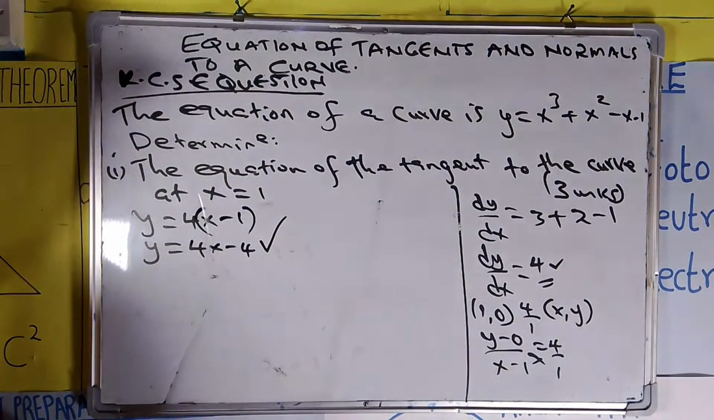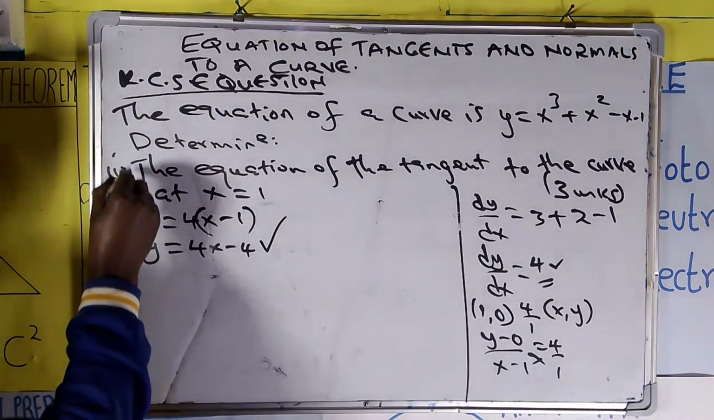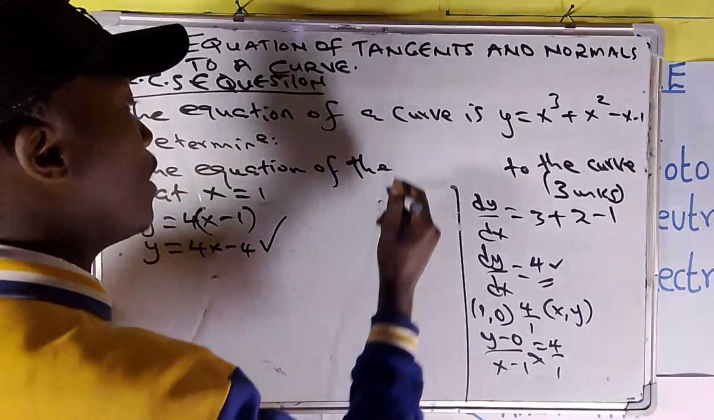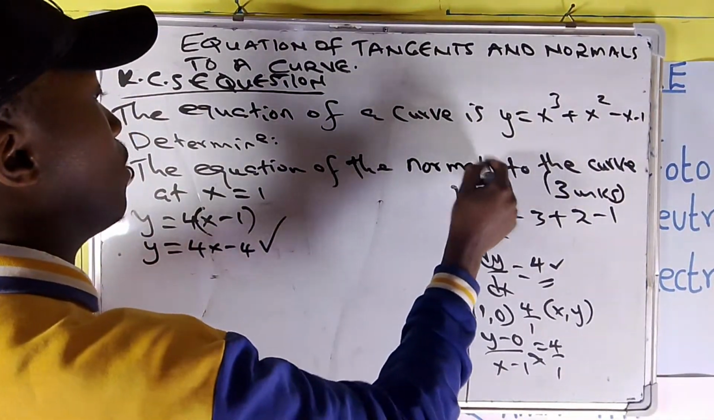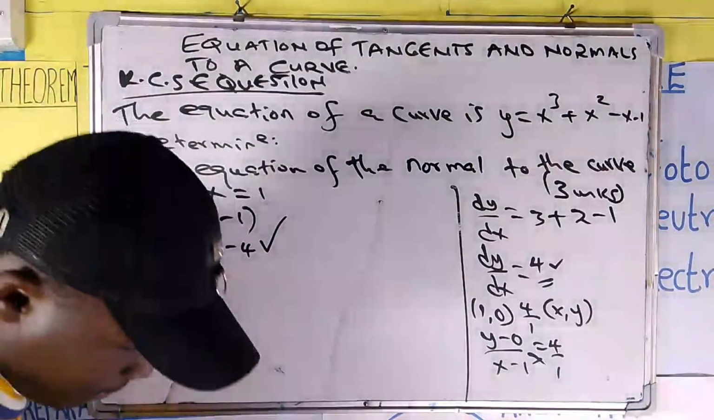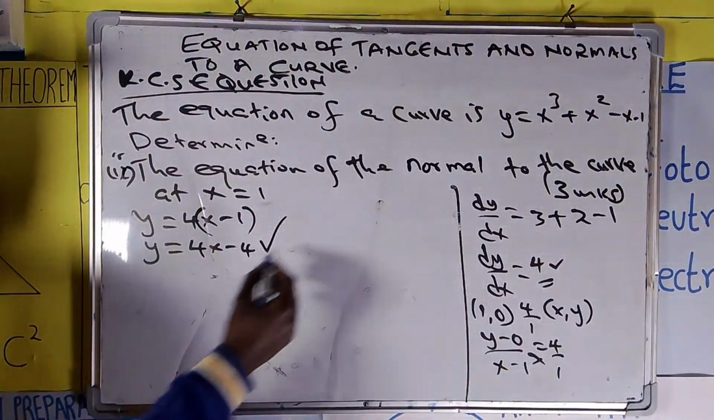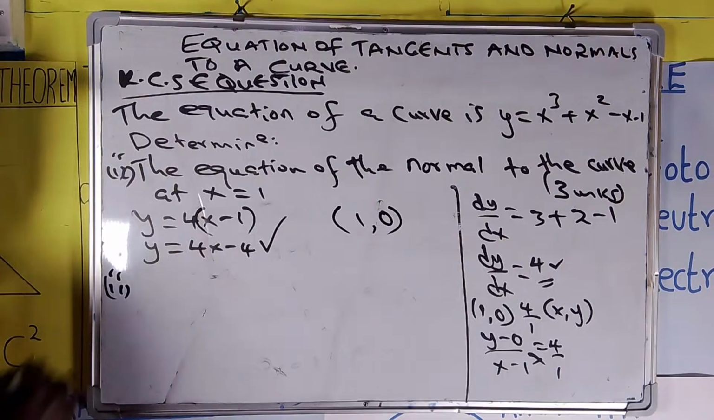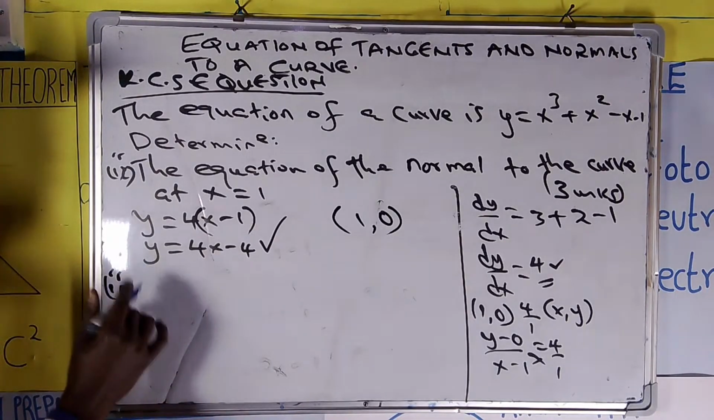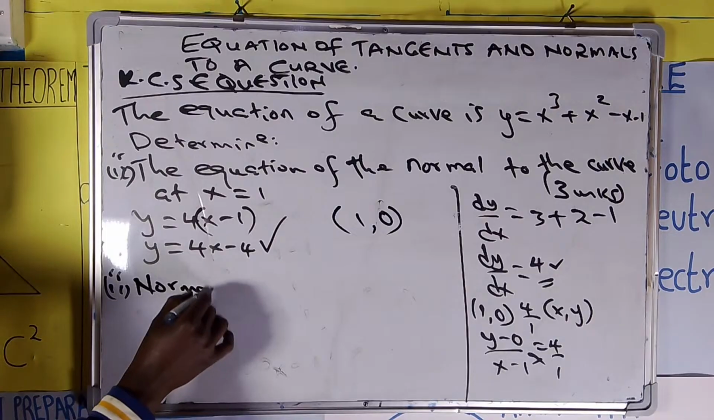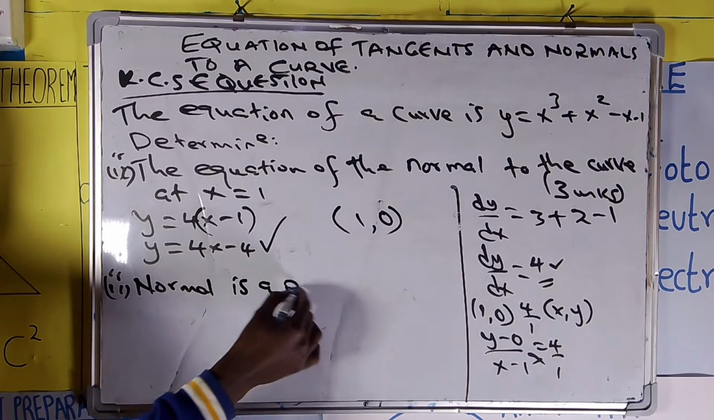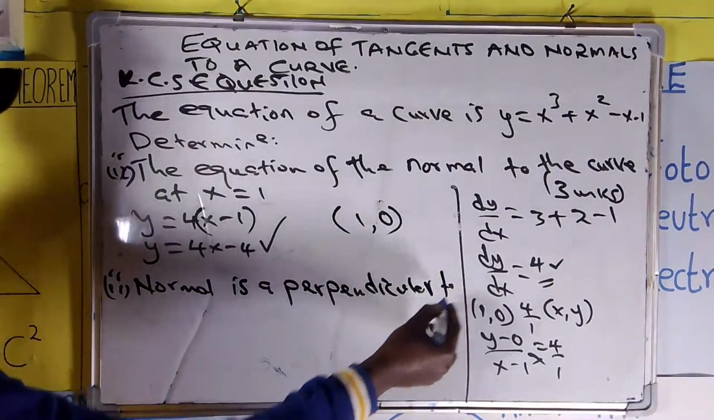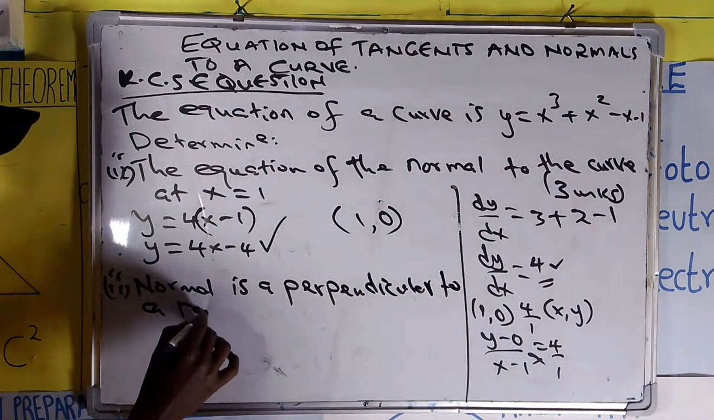So for Roman 2, we are supposed to find the equation of the normal to the curve at x is 1. We have known that our coordinates are (1, 0). For us to do this, we need to know that a normal is perpendicular to a tangent.